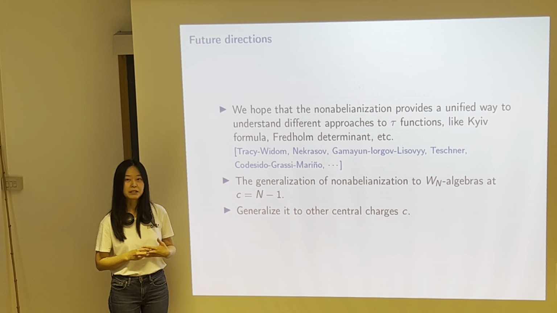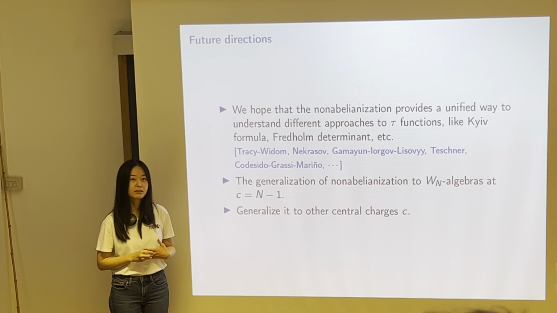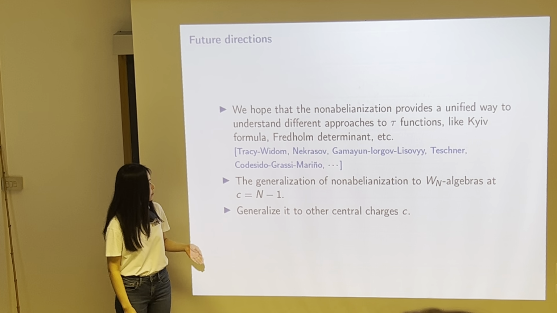So in that sense, we hope to make connection to other Fredholm determinant type solutions to the tau functions, which appear, for example, in the work by Tracy and Widom, and also in the work by Gavrylenko and her collaborators. And there are also some natural generalizations we are considering. For example, it will be interesting to study the W_n algebra corresponding to c equals n minus 1, because the conformal blocks for the W_n algebras are less studied. But the generalization from this Virasoro non-Abelianization to the W_n non-Abelianization should be doable.